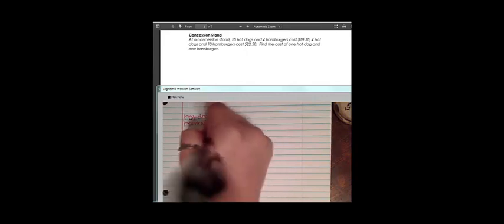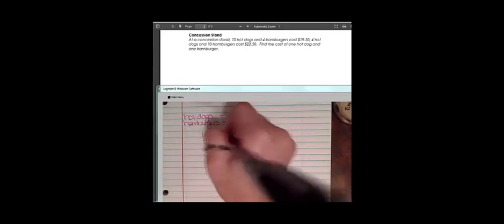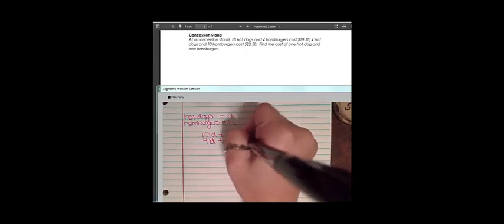I'm getting confused in my own letters. Plus 10 hamburgers equals $22.50. So that is our system. Now we need to know how much 1 hamburger and 1 hot dog costs.